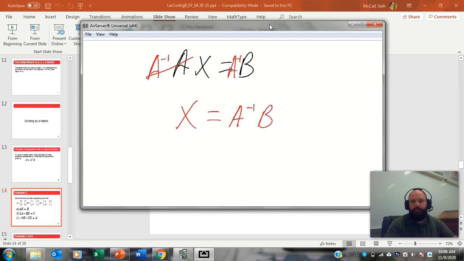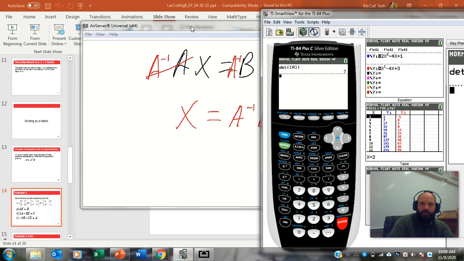Now, one thing to keep in mind, you have to have the multiplication in the correct order. You can't put A inverse over here on the X and then A inverse over here on the B. It doesn't work like that. The A inverse has to be right beside the A, and then since it's on the left-hand side of the A, the A inverse over here on the B has to be on the left-hand side of B. So now the way we figure this out, A inverse times B, is we're going to go into our graphing calculator.